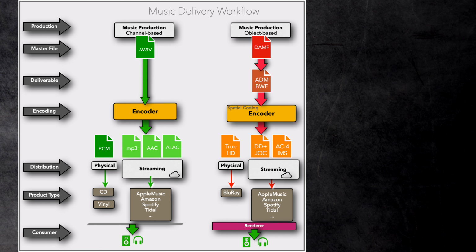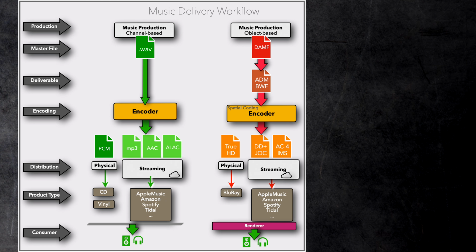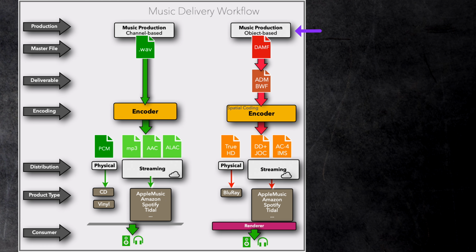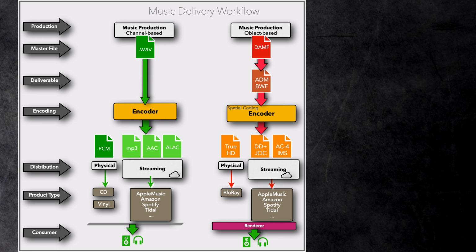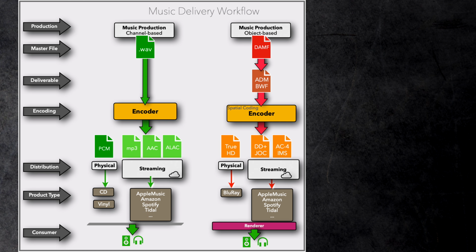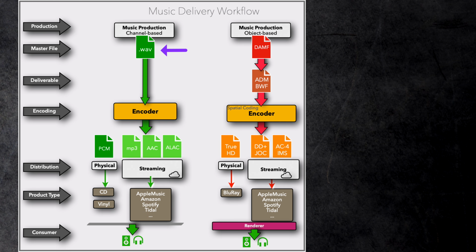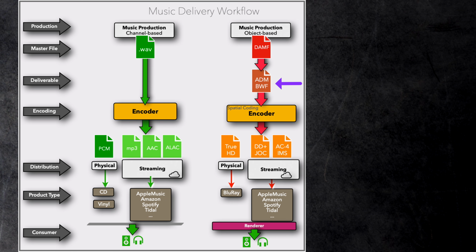On this graphic, I show the comparison of the delivery workflow between the traditional channel-based music production and the new object-based music production of a Dolby Atmos mix. Here are a few differences I want to point out. The delivery format for a master file is different, WAV file versus the ADM BWF file.